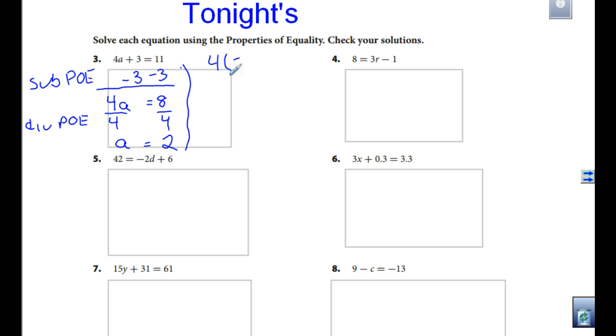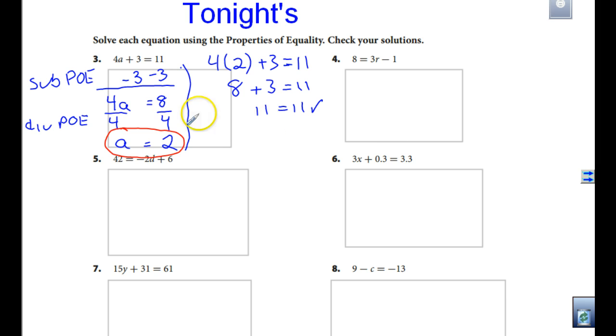Okay, so our answer is 2, and we're going to try it out. I'm just plugging it in here. 4 times 2 plus 3 is 11. All right, 8 plus 3 is 11. 11 equals 11, so they match. So now, for sure, that's when I'm going to circle my answer and say that's an answer.